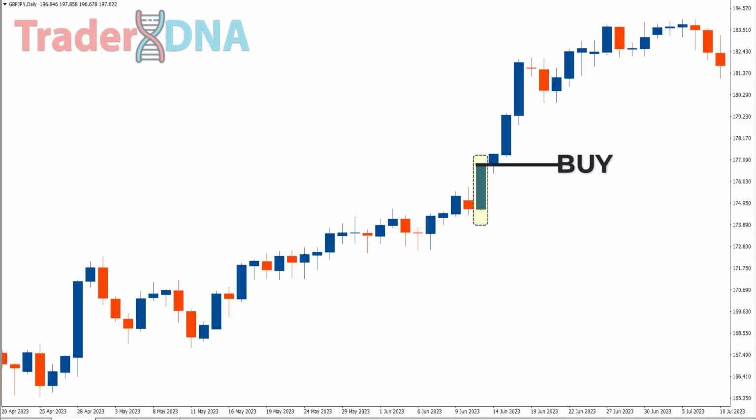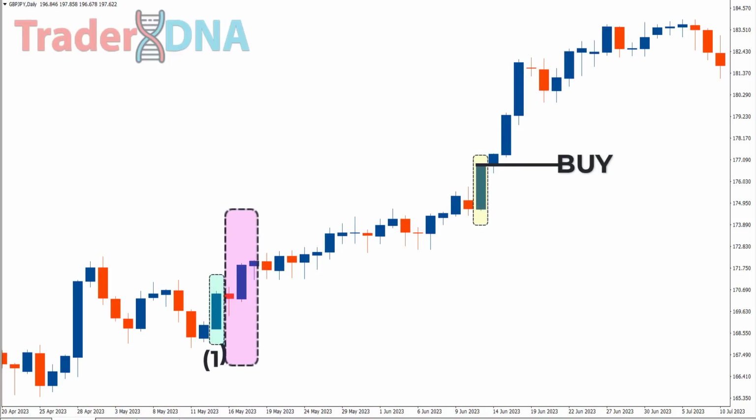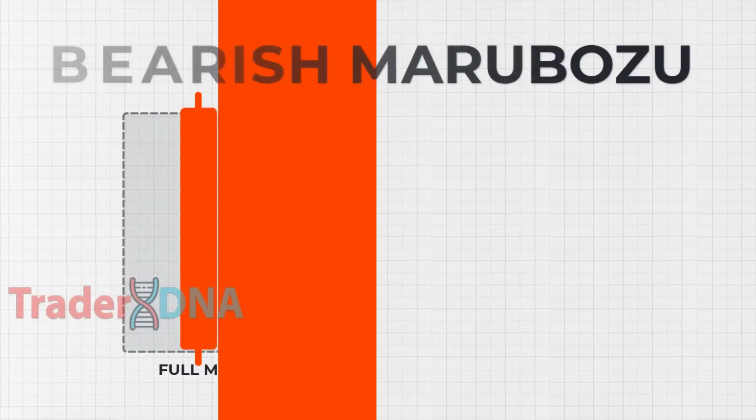Furthermore, on this chart, you can identify at least 4 bullish Marubozu candles, all leading to increasing prices. This serves as evidence that the Marubozu pattern is highly profitable for trading. In this video, I will demonstrate to you the most advantageous method of trading the Marubozu pattern, whether in forex, stocks, or crypto markets.